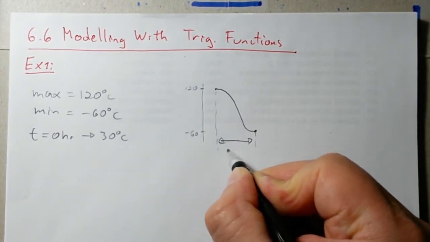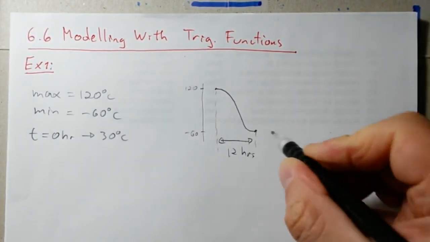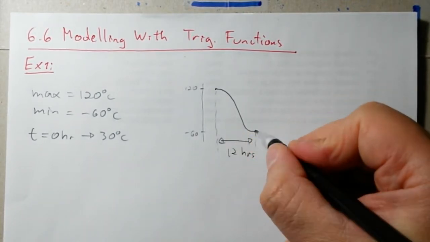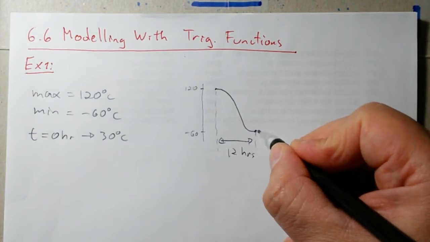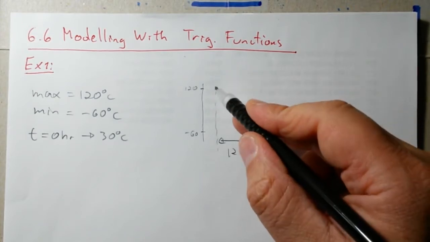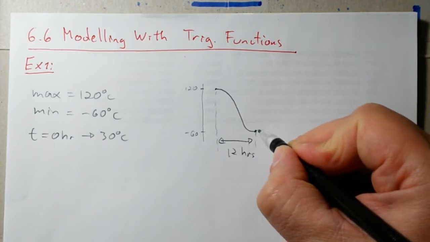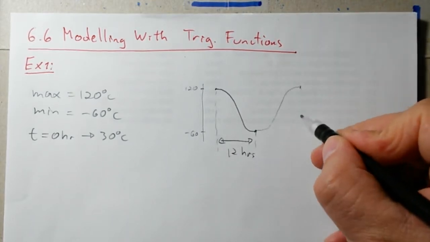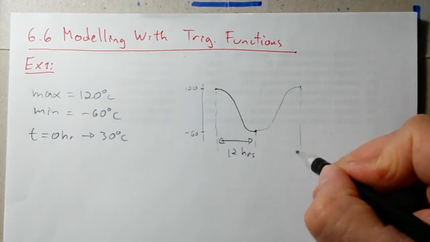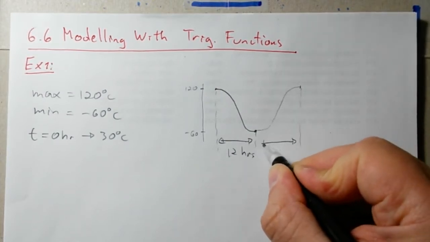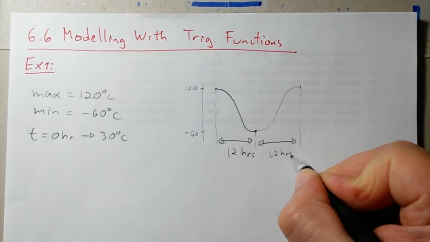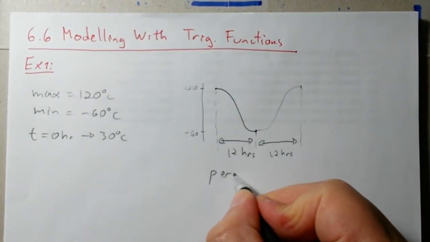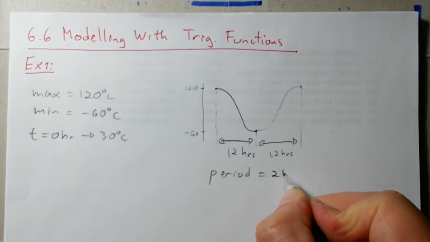12 hours. Now, is this the period? No, because the period is one complete cycle, and this looks more like half a period. So if it took 12 hours to go from the maximum to the minimum, it will take another 12 hours to go from the minimum back to the maximum. So in total, we can say that the period will be equal to 24 hours.